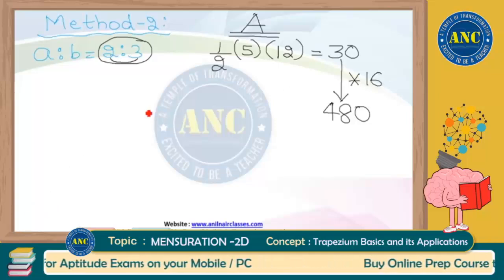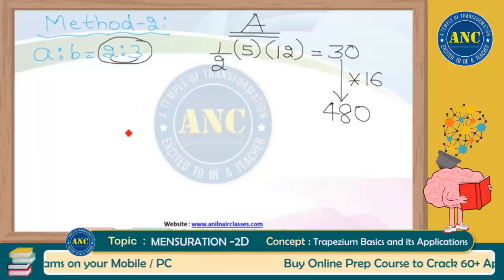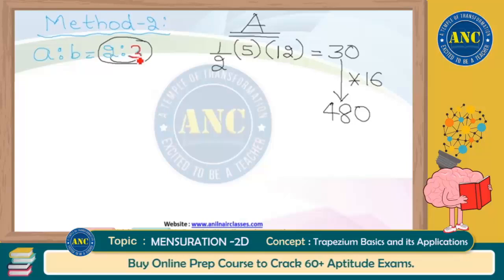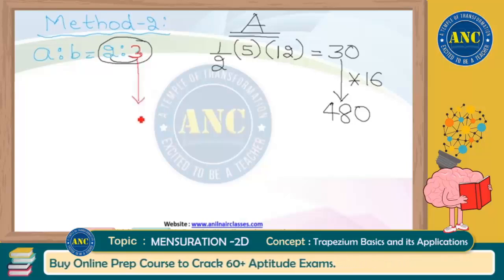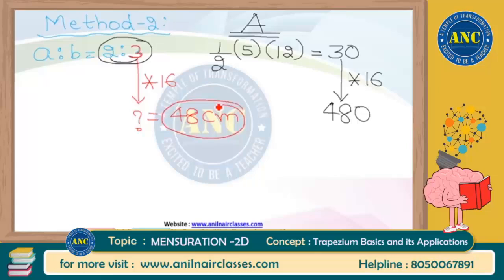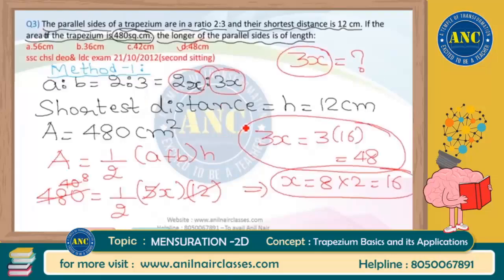Question says find the length of the longest side out of the parallel sides. According to ratio, longest is 3. According to question, how much they are asking? 3 also multiply by 16. 3 into 16 is 48 centimeters, and that is what we got in method 1 also.